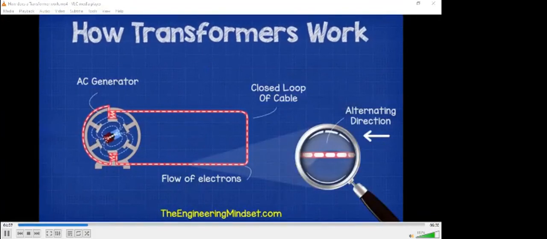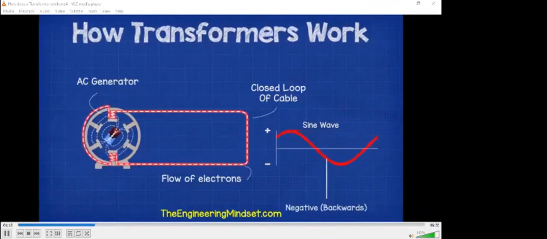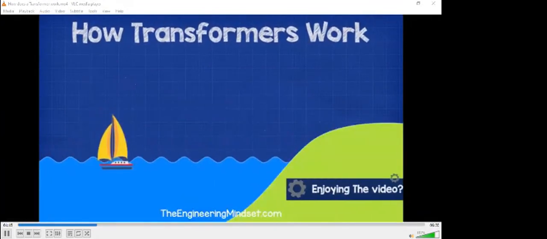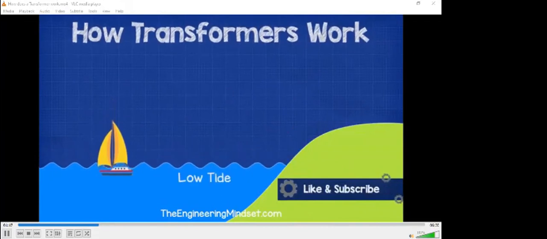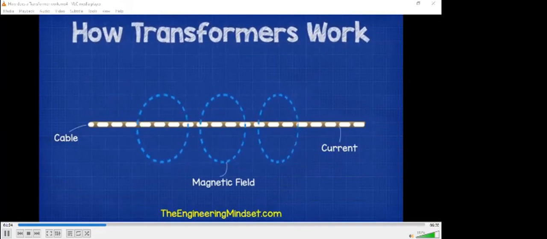The alternation means that the current reaches its maximum and minimum point during the cycle, which gives it its sine wave pattern when connected to an oscilloscope. Now you can think of this as the tide of the sea as it changes direction and reaches its maximum and minimum point. As the current flows through the cable, it will emit a magnetic field.